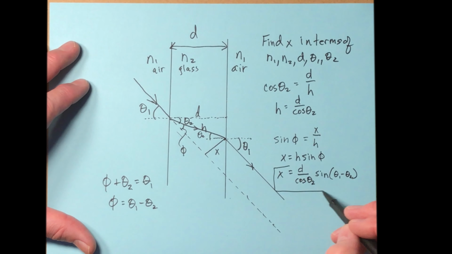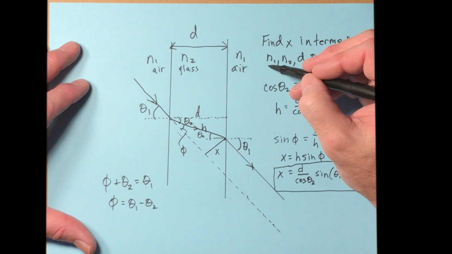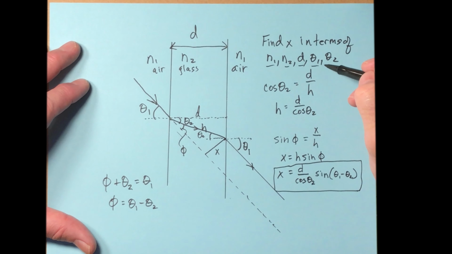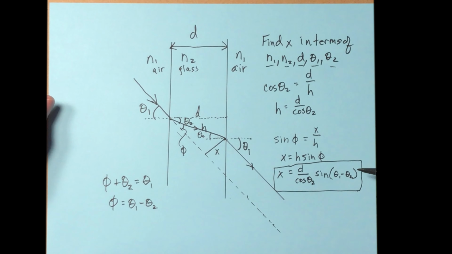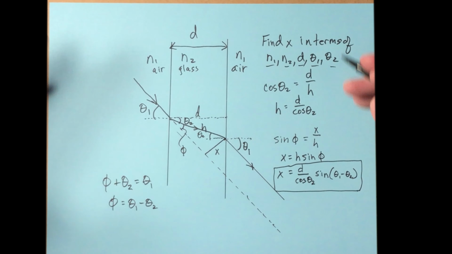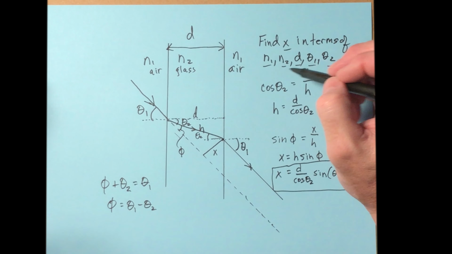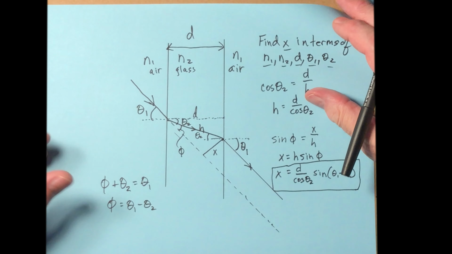So if we have values for n1, n2, d, theta 1, and theta 2, then we could get this pretty straightforwardly. You'll notice it doesn't really depend upon n here. It depends upon those angles. Of course, those angles depend upon n, so they are directly related to each other. All right, but I usually give this as a homework, timed problem, whatever, take home for students to figure out and find the relationship for x. Find x in terms of these things, and we did here.